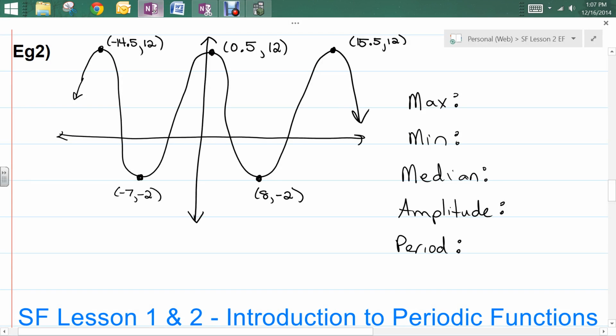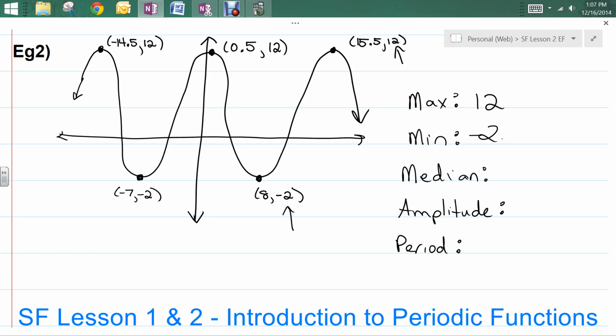All right. In this function, the maximum is the largest y value. The largest y value is up at the top. It's 12, where that arrow is. The minimum y value is at the bottom, so it's going to be -2. Now, to find the median, you have to find exactly halfway between 12 and -2.